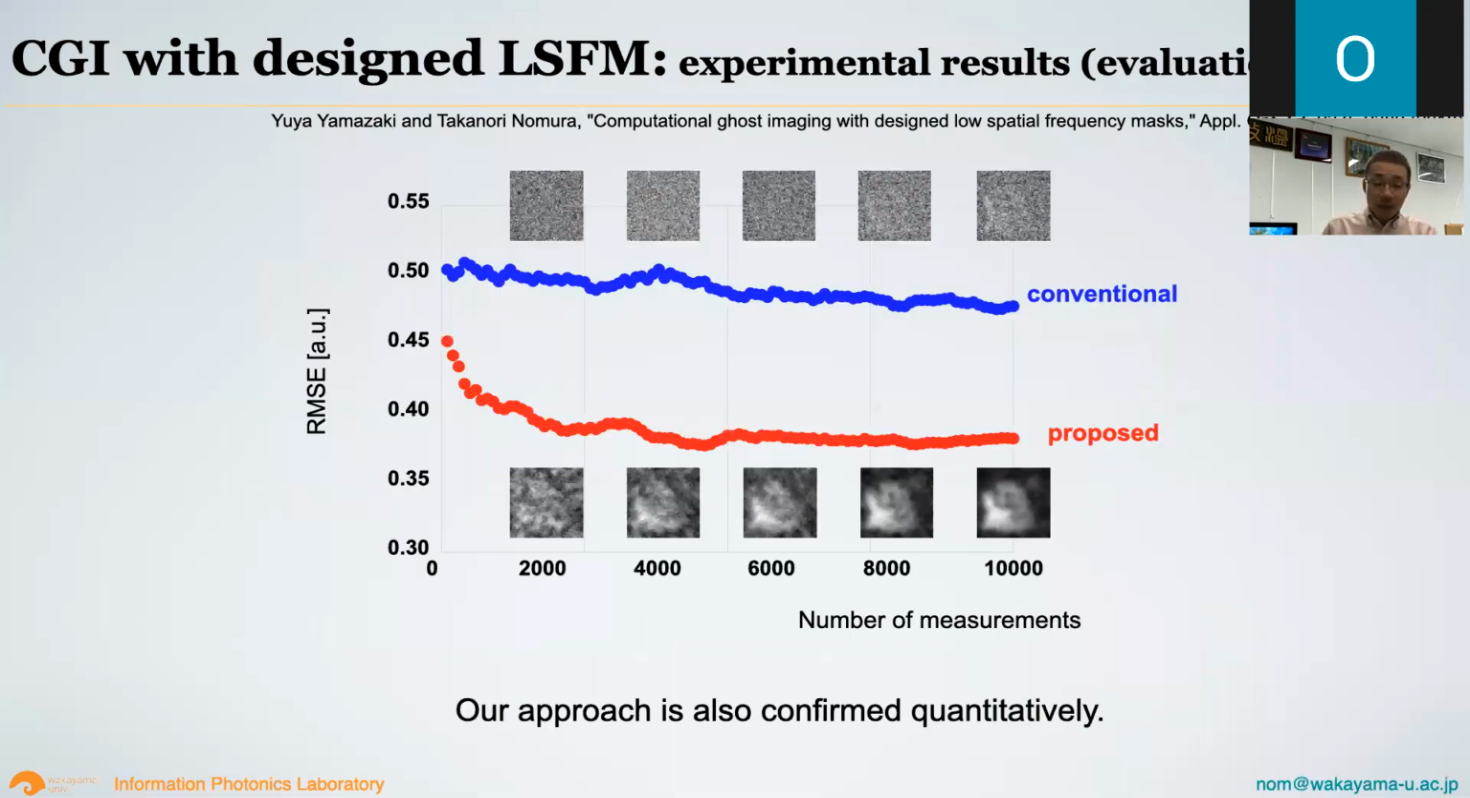Then we evaluate quantitatively. This is the conventional one. This is the proposed one. Root mean square errors confirmed the feasibility of the proposed method.